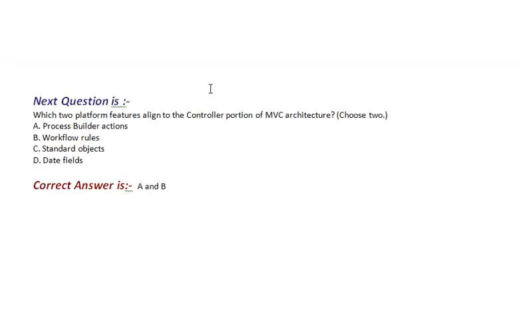Our next question is, which two platform features align to the controller portion of the MVC architecture? Choose two. Option A, Process Builder Actions. Option B, Workflow Rules. Option C, Standard Objects. Option D, Date Fields. The correct answer is A and B.